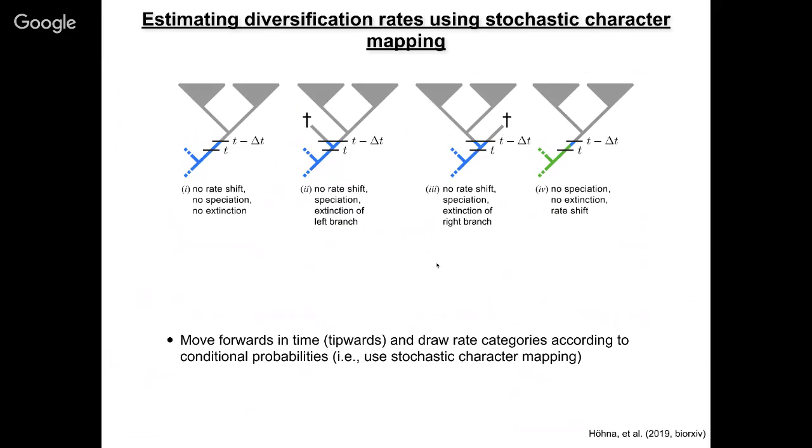Exactly. So we start by calculating the marginals, and then we go in tiny time steps or slices through the tree to actually paint the tree, to decide whether there was a rate change or not in this small time interval. So basically, we do this stochastic character mapping, or simulating, to do that. In that sense, it's similar to any other type of stochastic character mapping or ancestral state estimation.